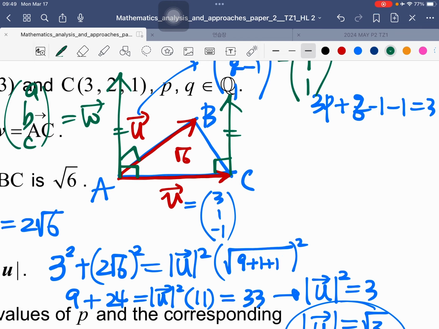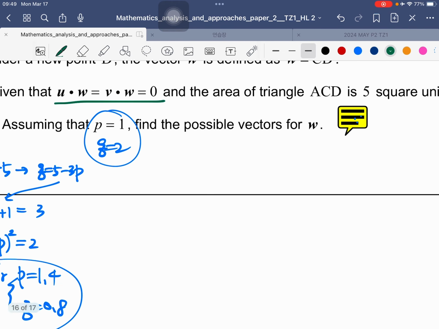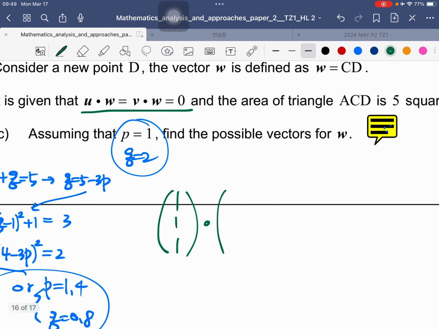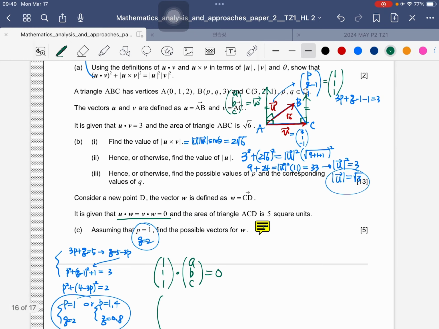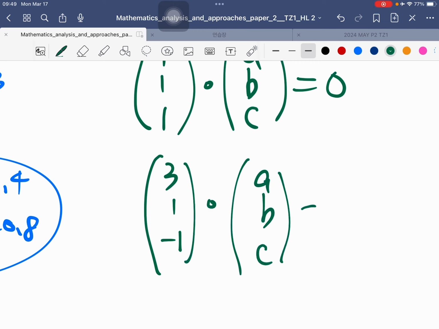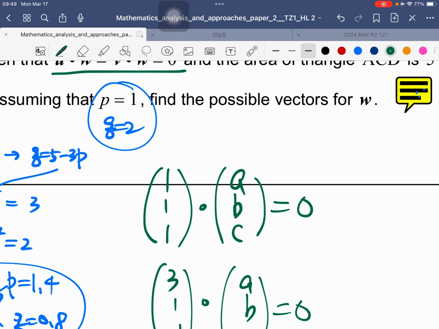The V vector is still 3, 1, negative 1. So the U vector, 1, 1, 1, dot product with the W vector A, B, C equals 0. The V vector was 3, 1, negative 1, dot product with A, B, C equals 0. There are two conditions and three unknowns. We need one more equation to find A, B, C.